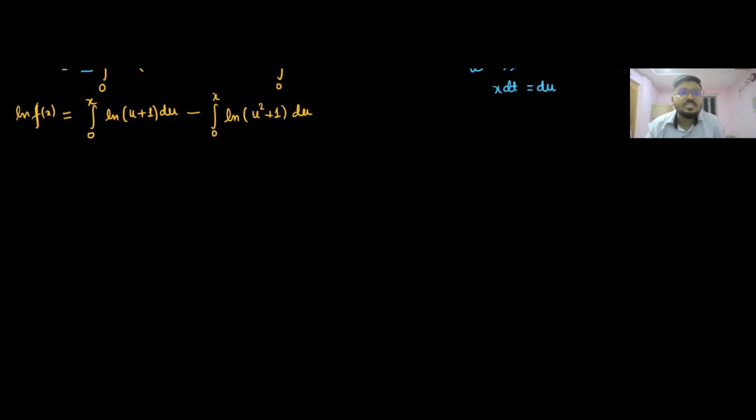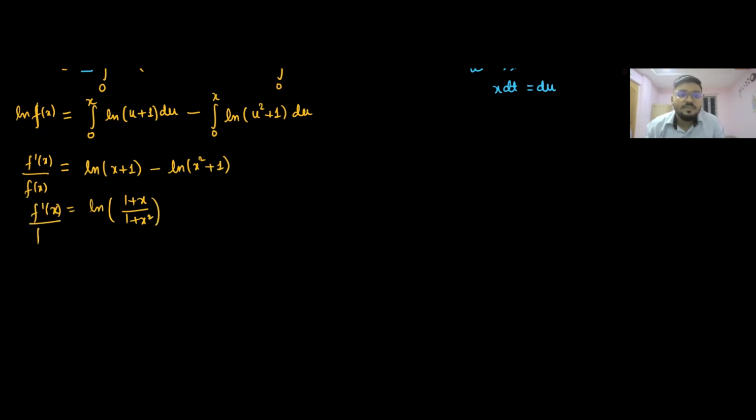For increasing or decreasing, we have to differentiate this function. So the derivative of ln f(x) is f'(x) by f(x), and here you have to apply the Leibniz rule. Putting in the value, ln(x) plus 1, and the derivative of x is 1, minus 0, minus ln(x) square plus 1. We can rewrite this as ln((1 plus x) divided by (1 plus x square)), and this is your f'(x) divided by f(x).